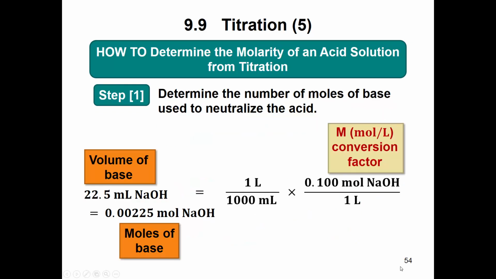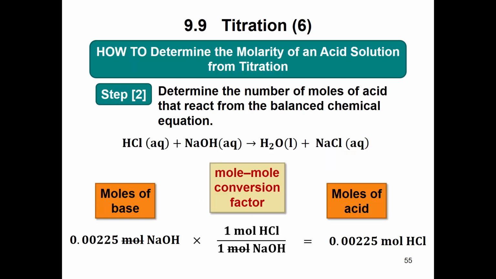So if you have the volume of your base, it's in milliliters, it needs to be in liters. So you've got 1 liter over 1000 milliliters times 0.1 molar over liters. So you had milliliters canceling, that should be times. And then liters canceling, and then you're going to be left with moles of sodium hydroxide, 0.00225.